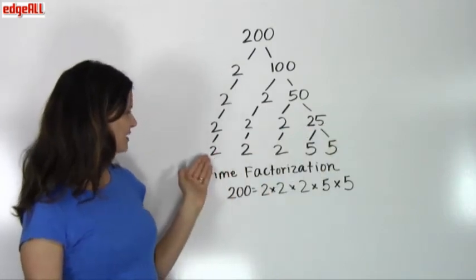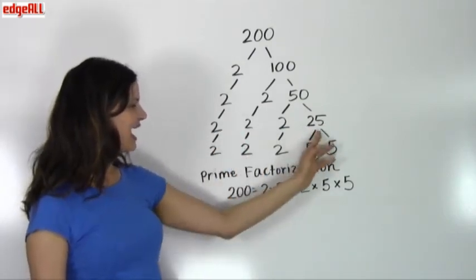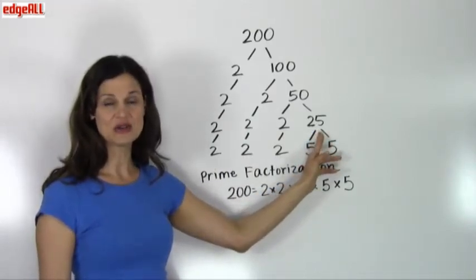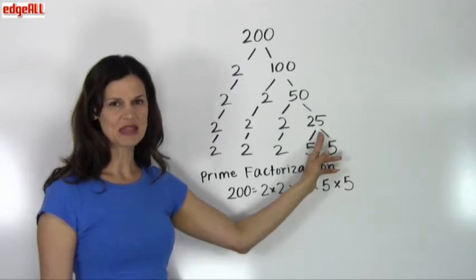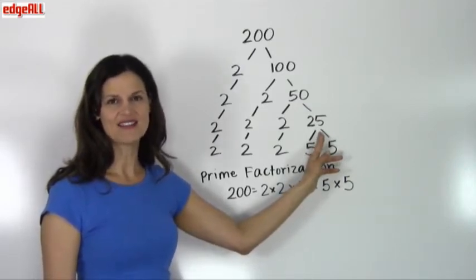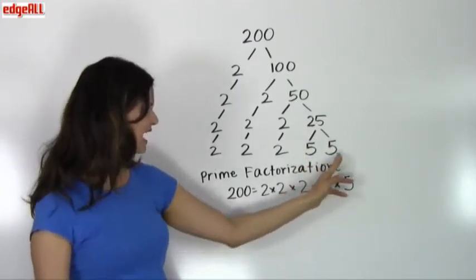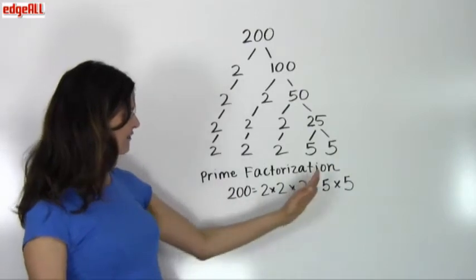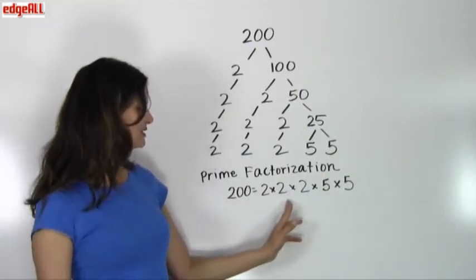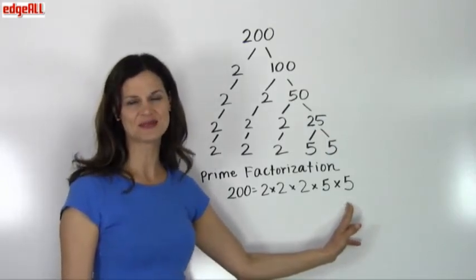We keep our next level here with our primes of 2, 2, and 2, and we factor out 25. 25 is not divisible by 2, it is not divisible by 3, and we move to our next prime number of 5 and find that 25 is divisible by 5. It equals 5 times 5. So the prime factorization of 200 equals 2 times 2 times 2 times 5 times 5.